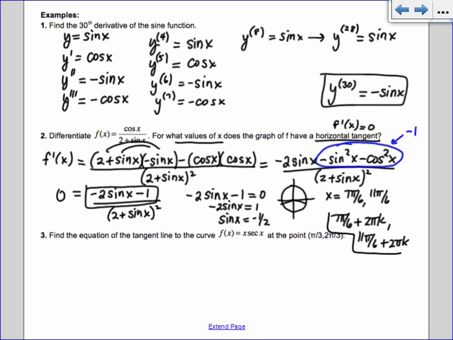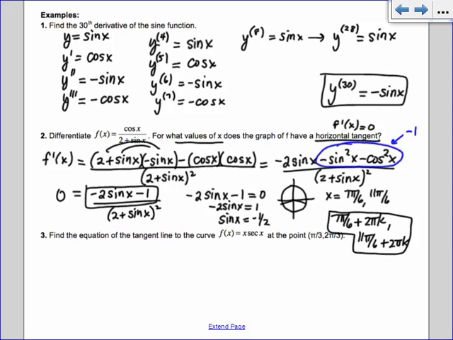There's no way to shortcut it and put them together into one. It's not like the tangent ones where it's every pi, right? So we have to just do that. Does that make sense? 7 pi over 6. All right, number 3.